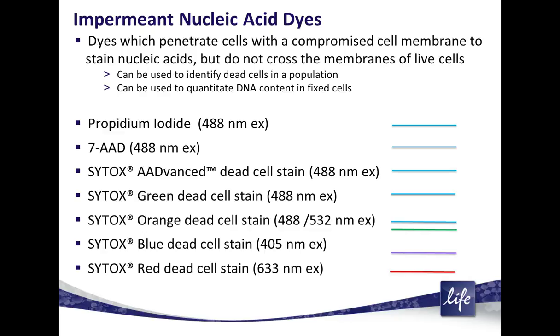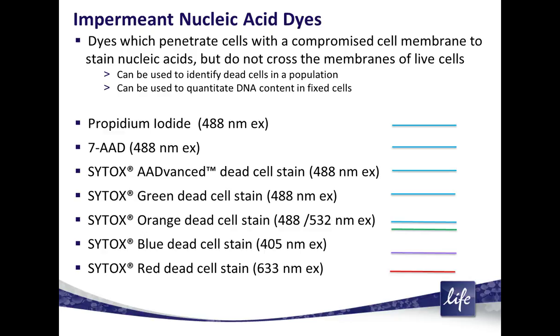Impermeant nucleic acid dyes penetrate cells with a compromised cell membrane to bind nucleic acid, but do not cross the membranes of live cells. So these can be used to identify dead cells within a population. If a cell is fixed, many of these dyes are also used to quantitate DNA content within fixed cells. So there is the traditional propidium iodide, or PI, and 7-AAD. We also offer a Cytox series of dyes for easy multiplexing within many experiments.